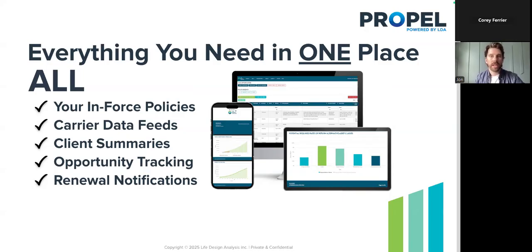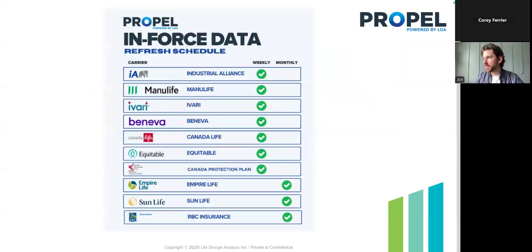But all this data is fed into Propel automatically. There's no importing, no manual entry required. It's all set up through the data feed that we have established. Now, this is a list that I need to update because we've added in BMO and a few other carriers. We do get feeds on a weekly and on a monthly basis.